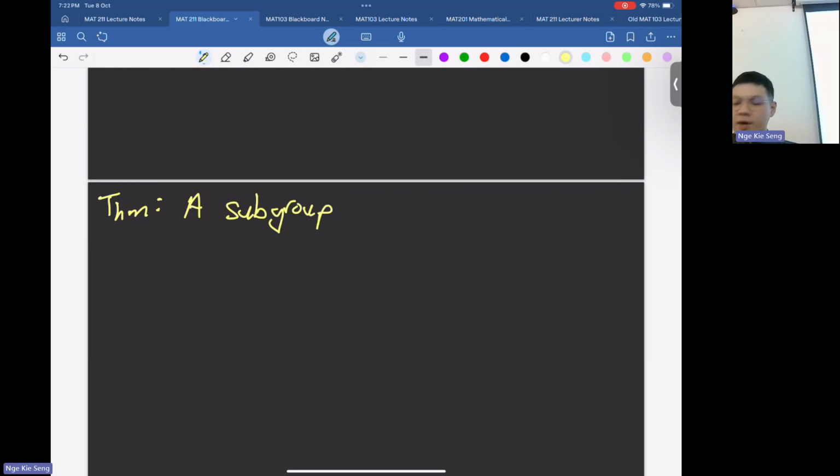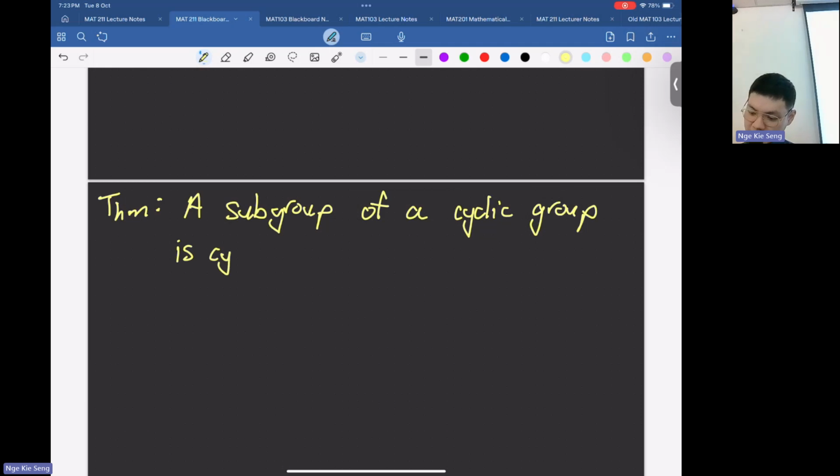We can also ask about what is the subgroup of a cyclic group? It turns out that if you look at the subgroup of a cyclic group, it is still cyclic. Meaning, if I go into a cyclic group and consider any subgroup inside there, I can generate that subgroup using one element. So this is what we're trying to prove.